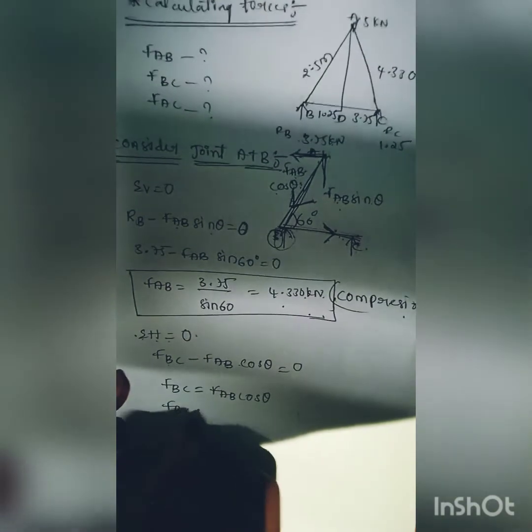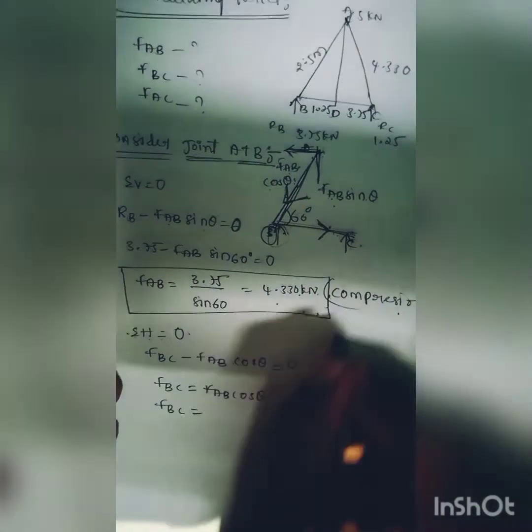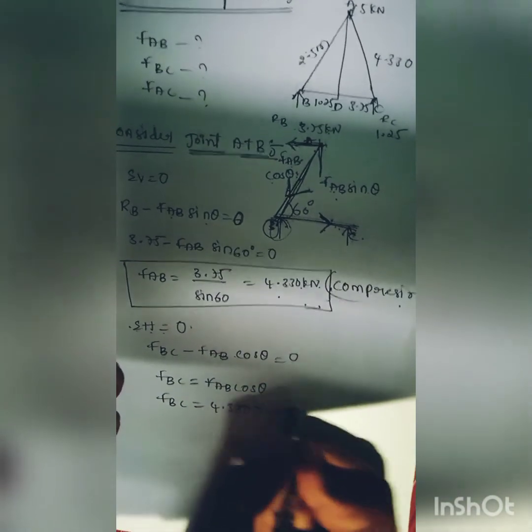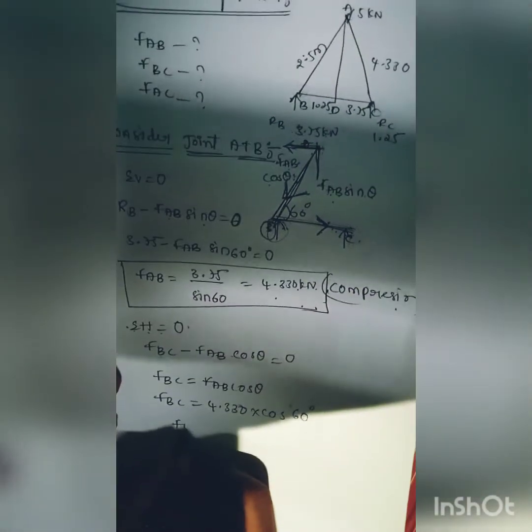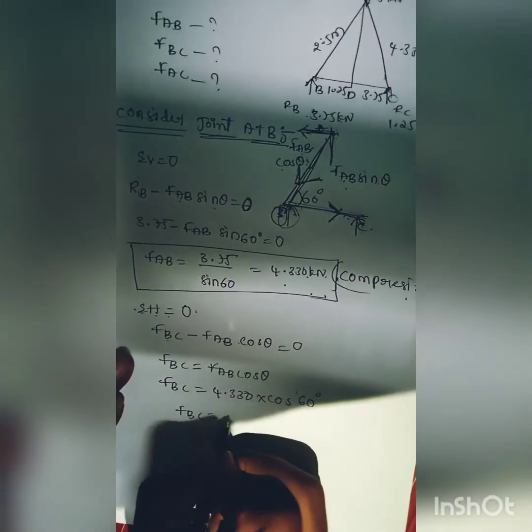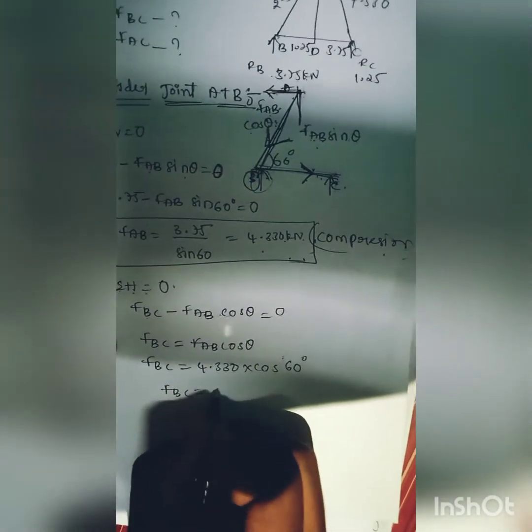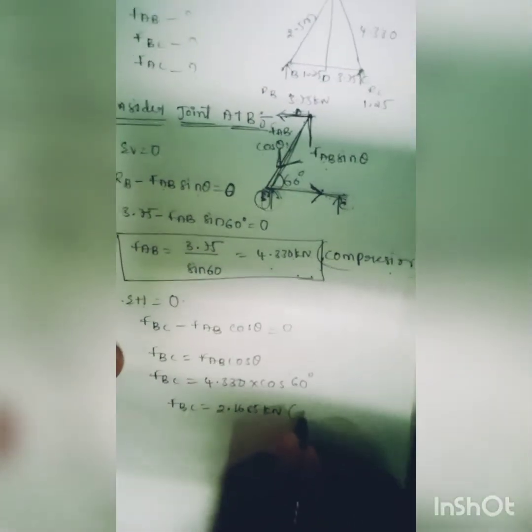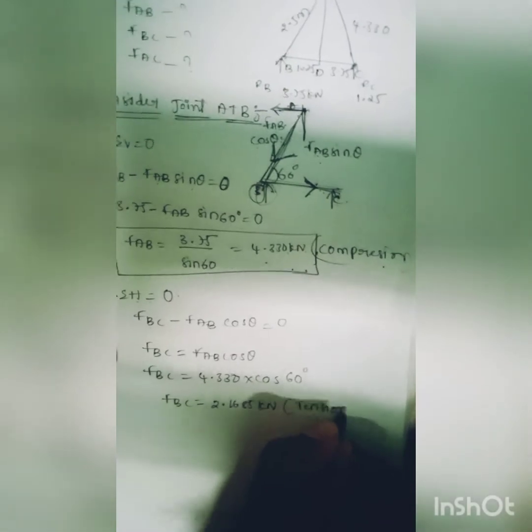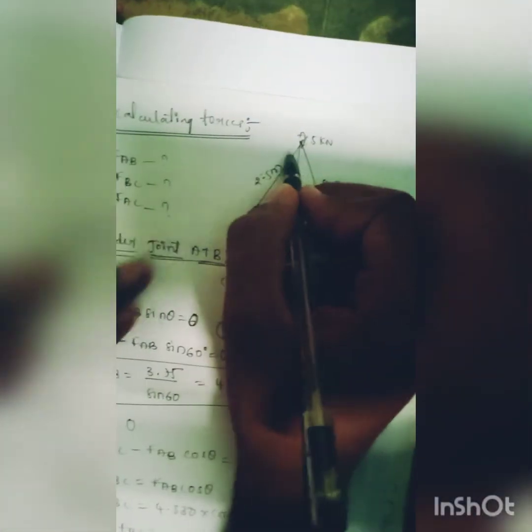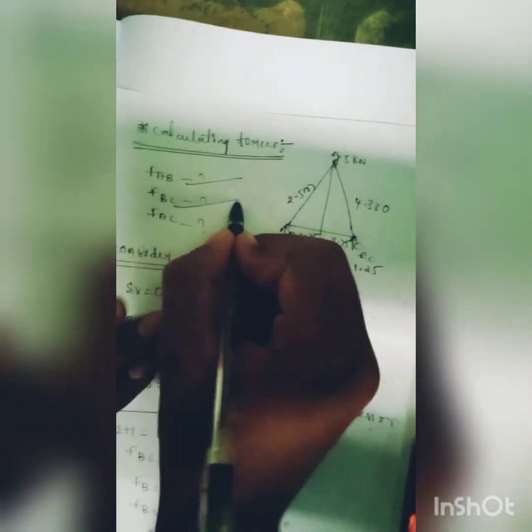F of BC equals f of AB, which we got as 4.330, into cos 60 degrees. Do it in the calculator and say the answer. We got 2.1685 kilonewtons. That is in tension, because we considered the direction away from the joint. Okay, we got the forces in members AB and BC.